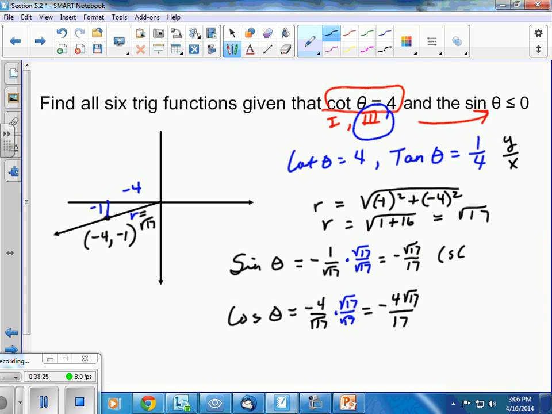The cosecant of theta is going to be, again, I'm going to go back to the original ratio because then I don't have to worry about that denominator being a radical, and it would simply be negative square root of 17 over 1, which of course is just negative square root 17, and the secant of theta would therefore be negative square root 17 over 4.